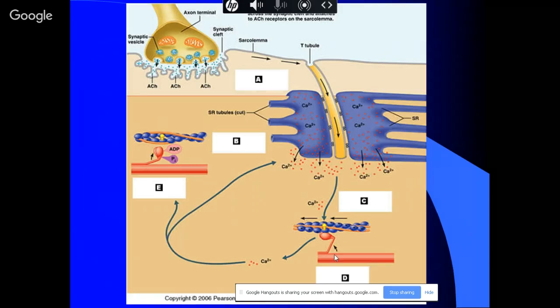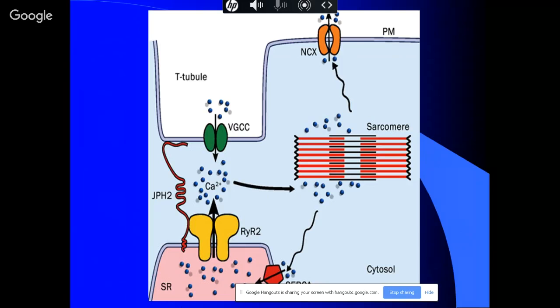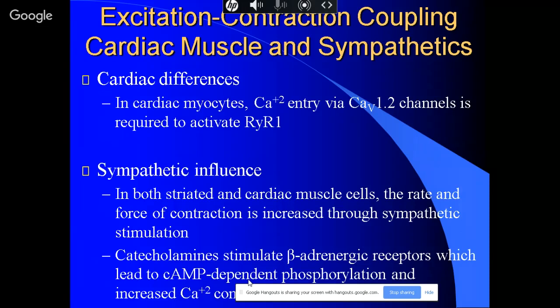And then once it's loose, actin-myosin activation. Okay, great picture. In the heart, that's not true. In the heart, in the T-tubule system, the calcium has to enter in order to cause the release of the calcium from the sarcoplasmic reticulum in heart. But in skeletal muscle, no calcium entry. All right. So those are the main differences. Different channel, okay, different channel.